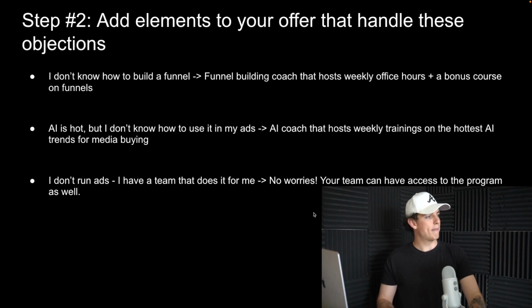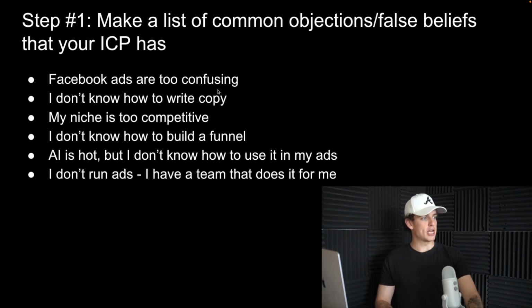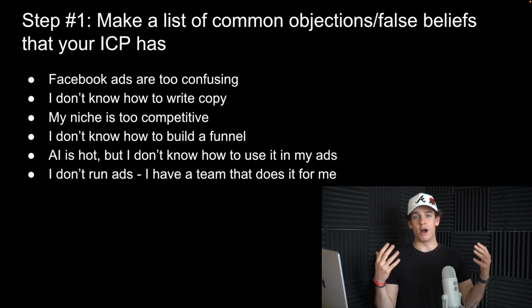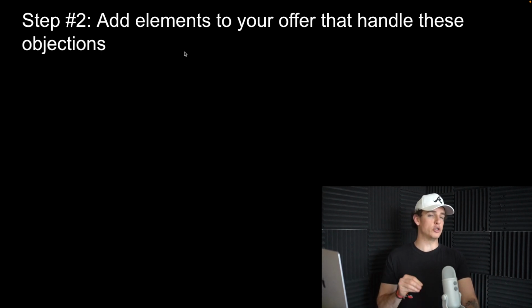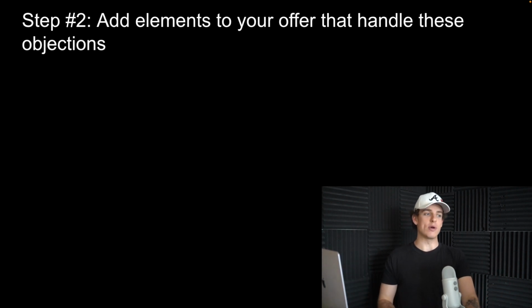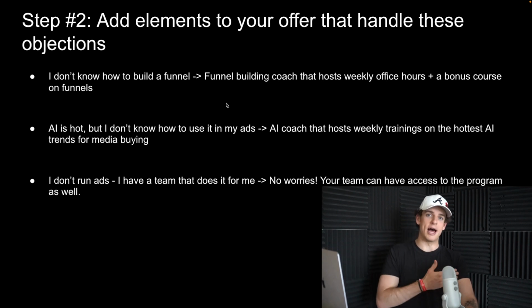So just to recap, step number 1 is making a list of common objections or false beliefs that your ICP has. These need to be very common objections that the market has, that you have gathered through your conversations with your clients and lost sales calls and feedback on your offers and your programs and your product. And then step number 2 is adding elements to your offer that handle the objections so that the objections aren't there anymore and that friction is reduced. And when you handle all of the objections of your potential clients, they go from potential client to client.